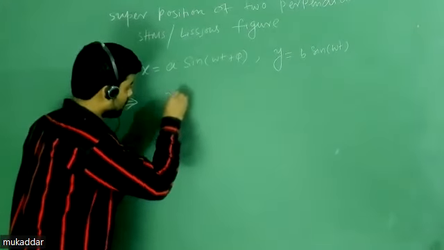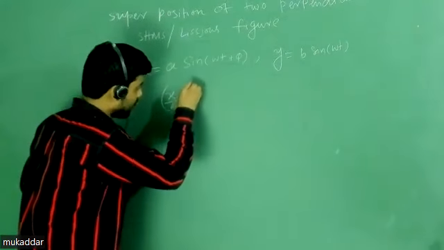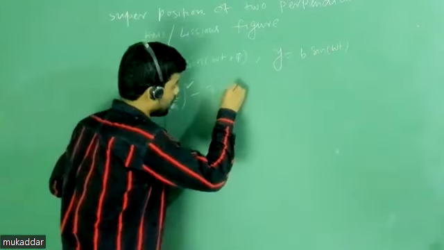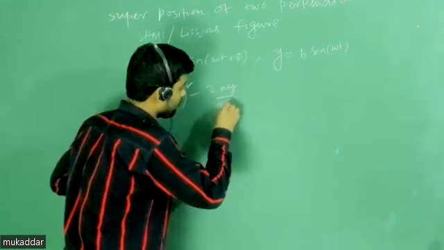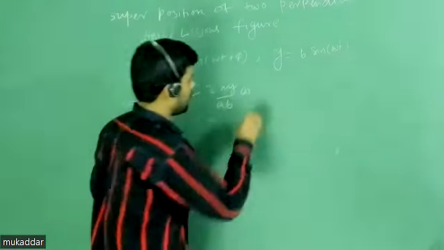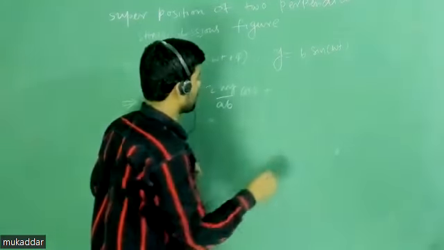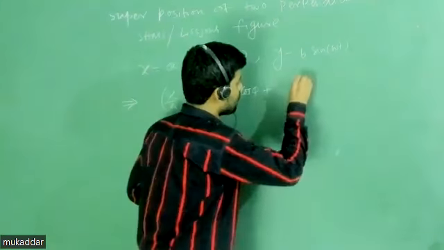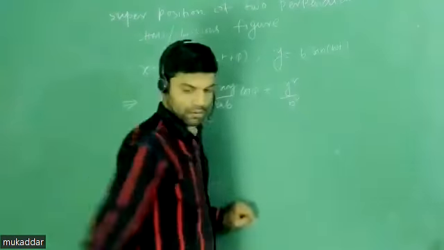So (x by A) whole square, then 2xy by AB cosine of phi, right? Cosine of phi. Then, sir, the brightness is not fixed. Sometimes it will change.